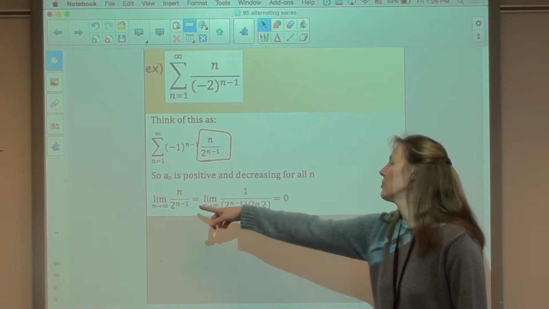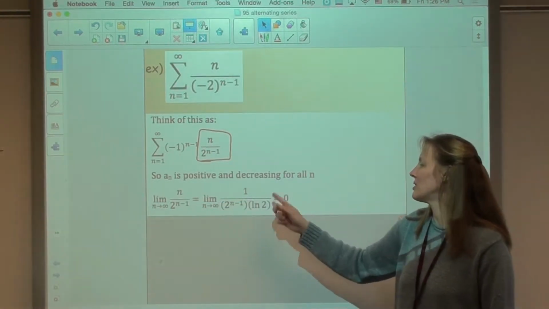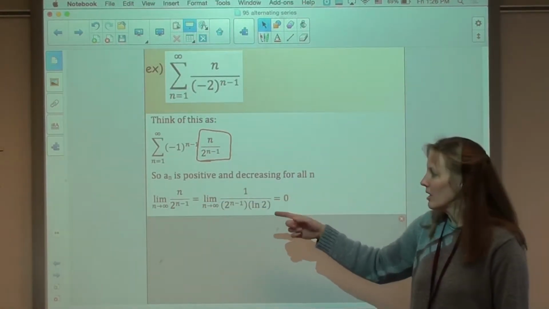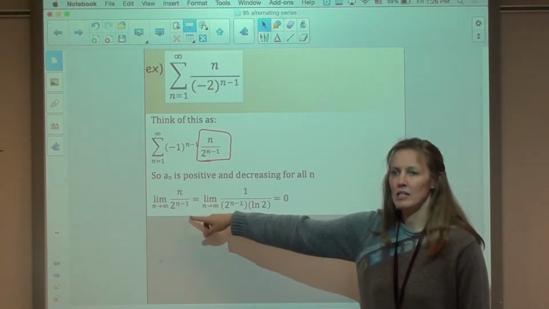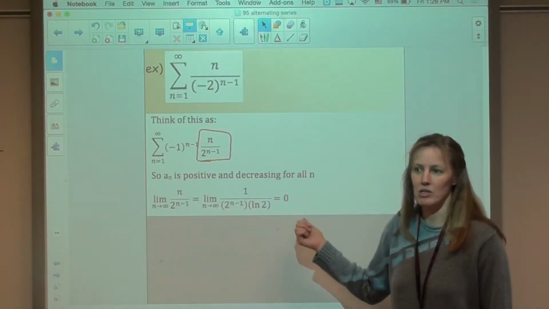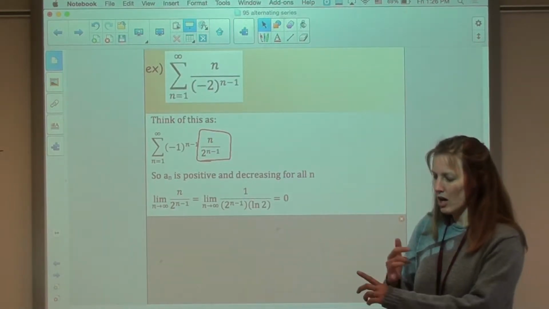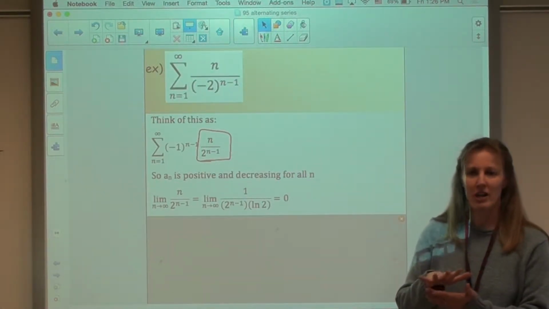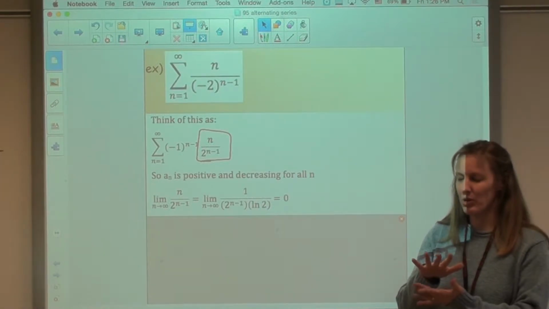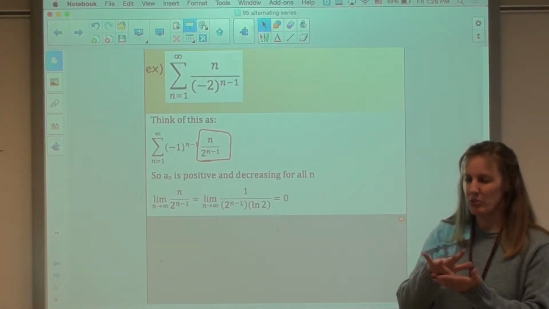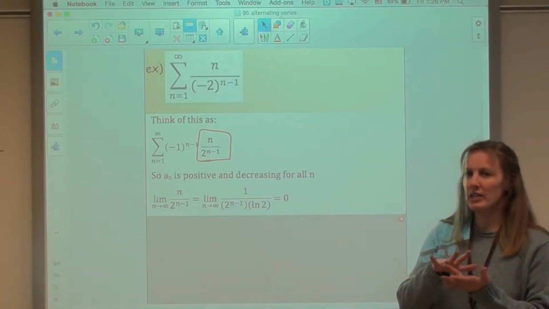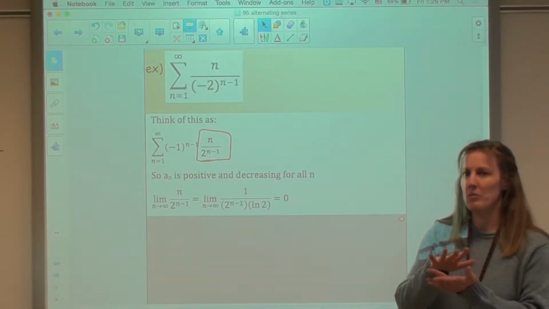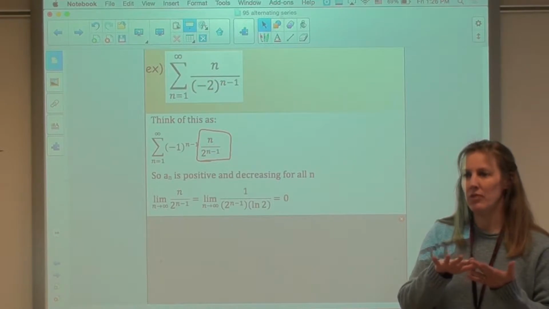Either way, if you do comparative growth rates, you get 0, or if you do L'Hopital, you get 0. Comparative growth rates, remember: polynomial over exponential. Exponential grows faster, and faster on the bottom goes to 0. Yesterday we were talking about the functions that grow: logs, polynomials, exponentials, factorials. I was trying to come up with an acronym to help you remember LPEF.